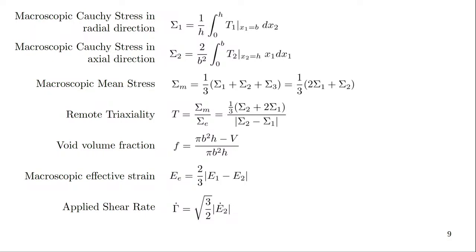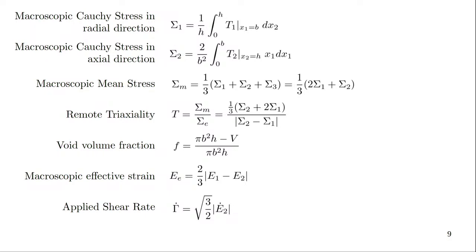Remote triaxiality will be defined as the ratio of mean stress to the von Mises stress, which basically defines whether the component is subjected to more hydrostatic kind of stress or more deviatoric kind of stress. The higher the triaxiality, the higher the hydrostatic loading; the lower the triaxiality, the more it tends towards distortion kind of loading. Void volume fraction: we will be looking at how the void volume is growing with respect to the overall cell volume, that is the ratio of these two.